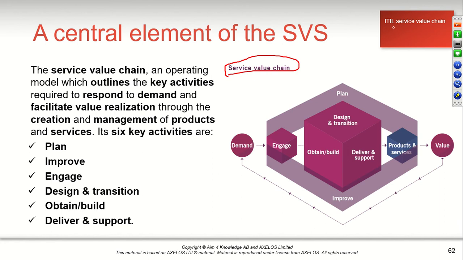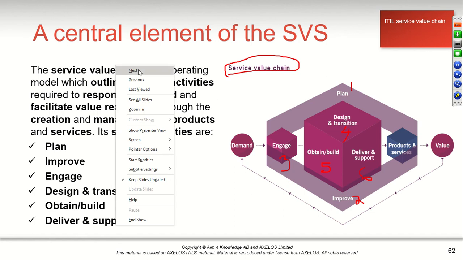And to achieve this, there are six key activities. The first one is plan, the second one is improve, the third one is engage, the fourth one is design and transition, the fifth one is obtain and build, the sixth one is deliver and support.